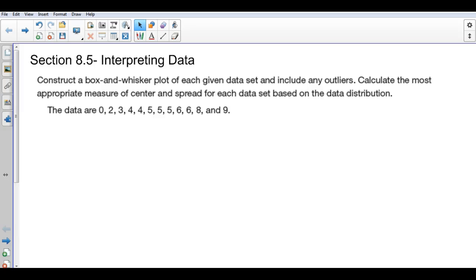Hello, welcome to section 8.5. We're going to talk about interpreting data. So by that, we're going to talk about measures of central tendency and spread of data.